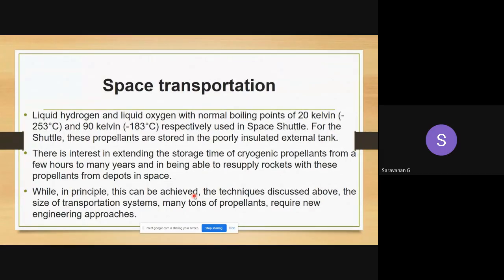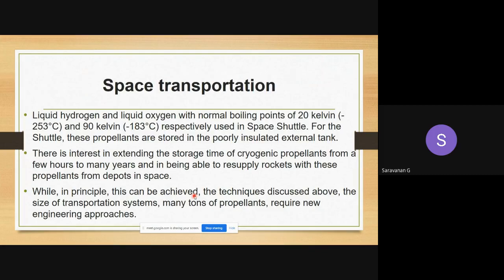That is space transportation. As we know, we have discussed all the properties of these liquid cryogenic fluids: boiling point, critical point, and triple point. With respect to the boiling point, we maintain the temperature of the system of operations. Coming to space transportation, especially in space shuttles, we can use liquid hydrogen and liquid oxygen, with normal boiling points of about 20 Kelvin and 90 Kelvin. So these can be used in the space shuttle as a space transportation application.